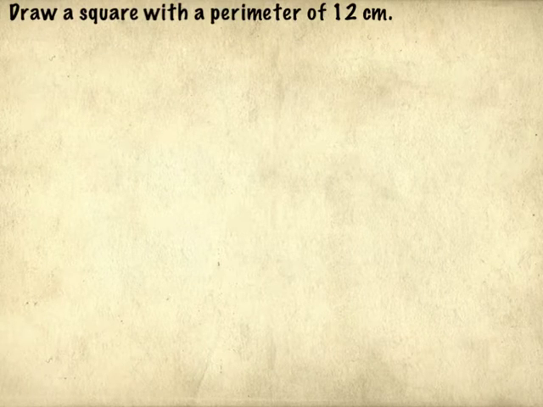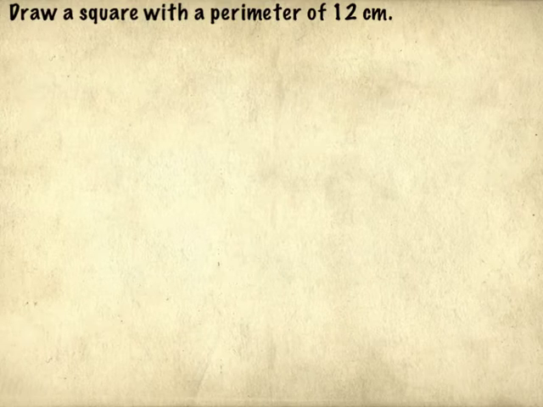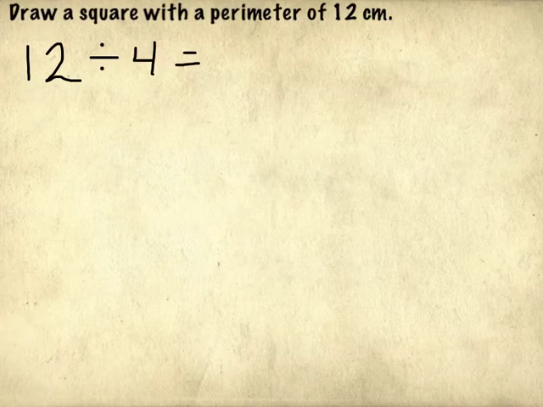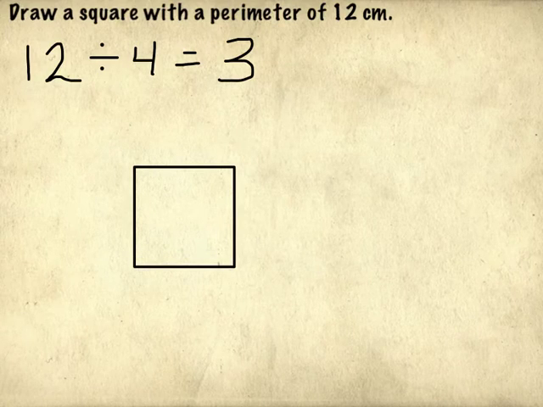So my first question asks me to draw a square with a perimeter of 12 centimeters. If I had a ruler, I could measure it out. I'm just going to do a model, which means it's not going to be exactly 12 centimeters, but I'm going to do it to represent 12 centimeters. Because it's a square, each side will be an equal length. It's a regular polygon. So to find out how long each side should be, I'm going to do 12 divided by 4, which gives me 3. Each side of my square is going to have to be 3 centimeters.